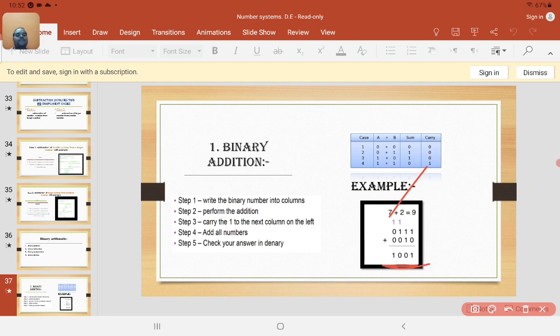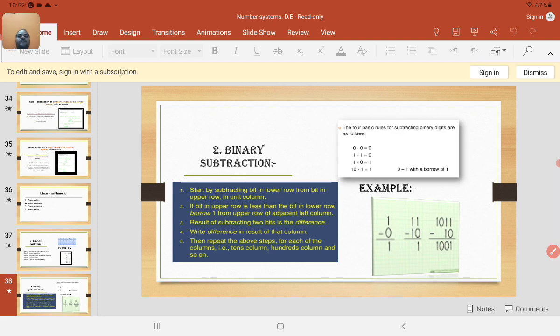When we check it with the 8421 code, 1 0 0 1 means 8 plus 1, so we get 9 here. So this is the exact result in the case of binary addition.